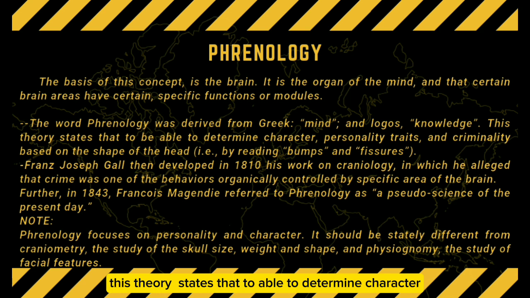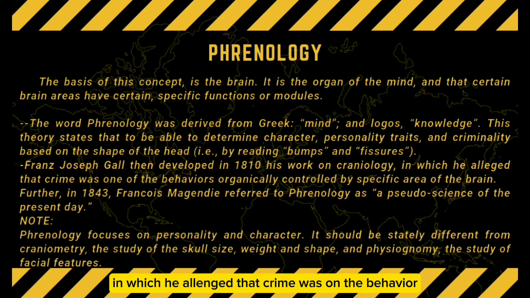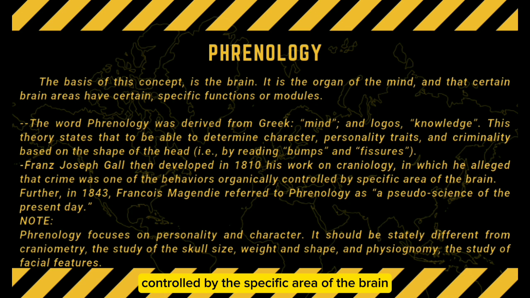This theory states that it is possible to determine character, personality traits, and criminality based on the shape of the head, for example, by reading bumps and fissures. According to Franz Joseph Gall, who developed it in 1810 in his work on craniology, he alleged that crime and behavior were organically controlled by a specific area of the brain. Further, in 1843, Francois Magendie referred to phrenology as a pursuit of science in the present day.